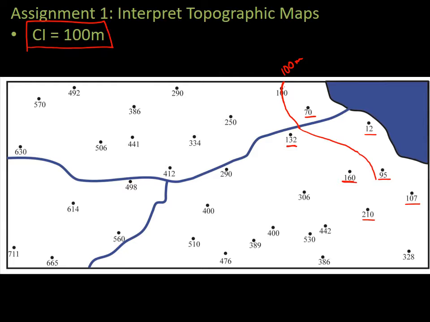Well, both of those are larger than 100, so the 100 line doesn't go there, but I see 95 and 107, and 100 is in between those two, and so the line must go there, and I'll just finish it and take it off the map somewhere there.